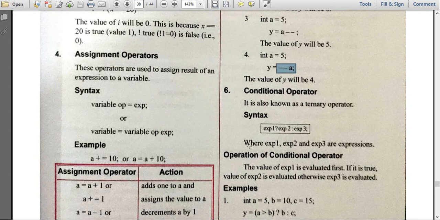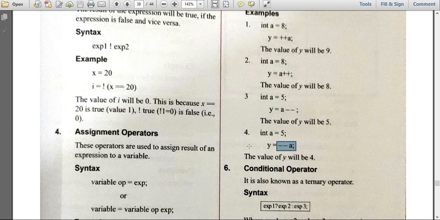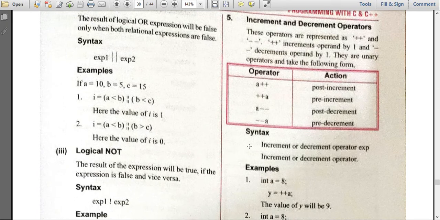Next, this is about increment and decrement operators. If you have any doubts, please tell me, because it is very important. It will come for your short notes or for your essay 8 marks question. Increment will increment the value by 1, decrement will decrement the value by 1. Plus plus will increment, minus minus will decrement. Using the operator before the variable is pre-increment, after the variable is post-increment. Plus plus a is pre-increment, a plus plus is post-increment.